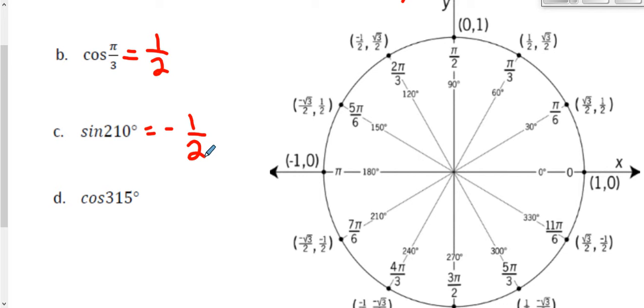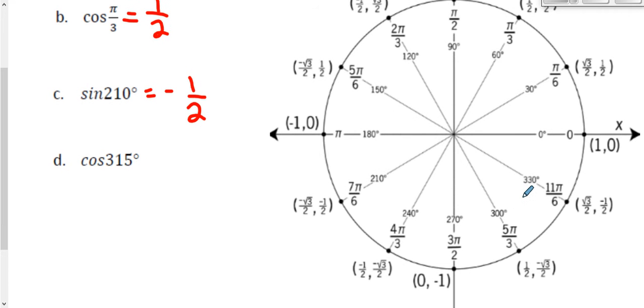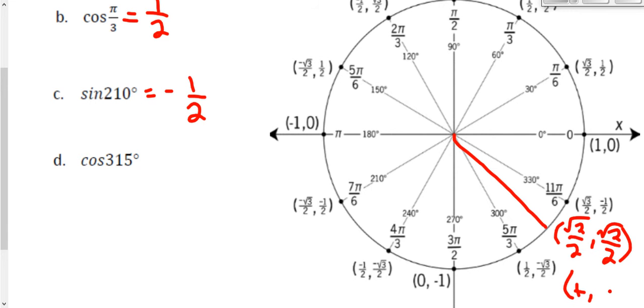And last up is the cosine of 315 degrees, which is not on this unit circle. But 315 degrees is the 45-degree angle that happens right here. That's 315 degrees. Remember, the coordinate pairs that happen at the 45-degree angles are always square root of 2 over 2 and square root of 2 over 2. And in this quadrant, the x values are positive and the y values are negative. So this would be negative square root of 2 over 2. So the cosine would be the x value right here, square root of 2 over 2.